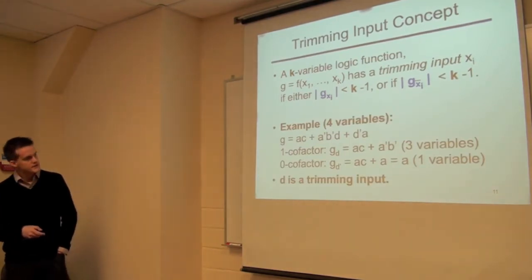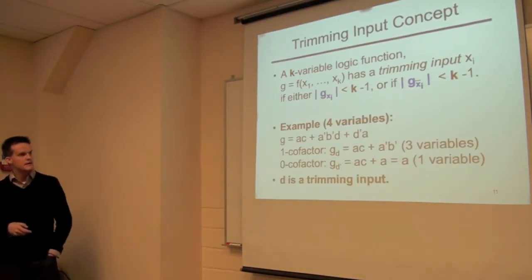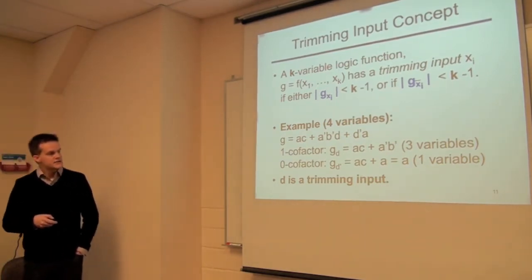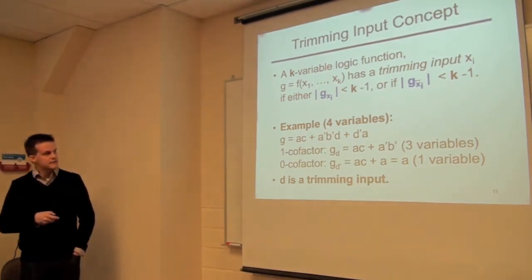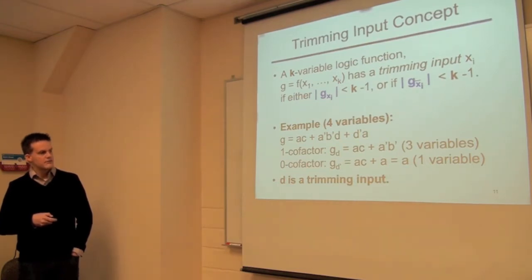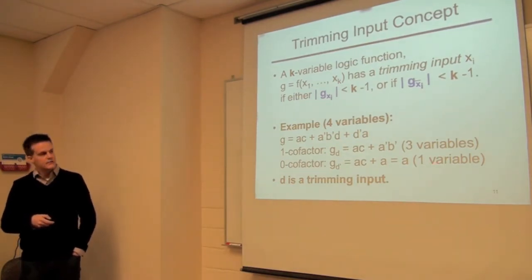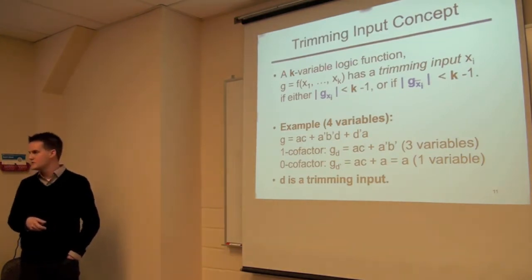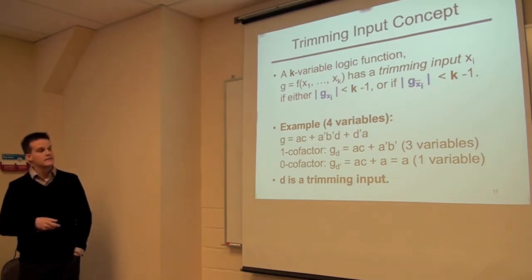Example, a 4-variable function right here: a and c, or a naught and b naught and d naught, or d naught and a. If we take the Shannon decomposition with respect to d, the 1 cofactor gives us a and c, or a naught and b naught, which has 3 variables. But take a look at the 0 cofactor: a and c, or a, which is just a, which has only one variable. So we would call d a trimming input because this 0 cofactor has less than 3 variables.